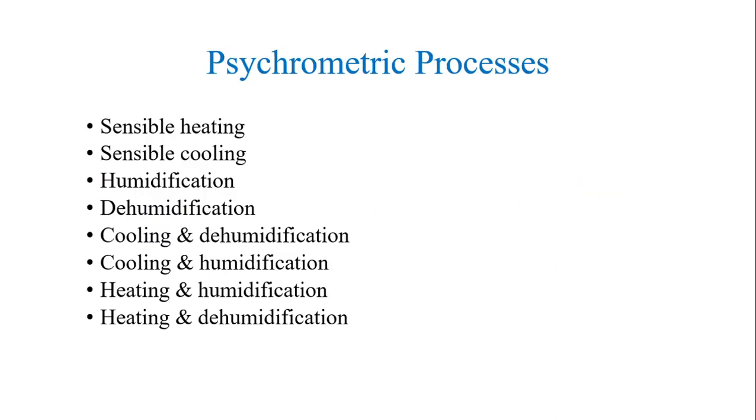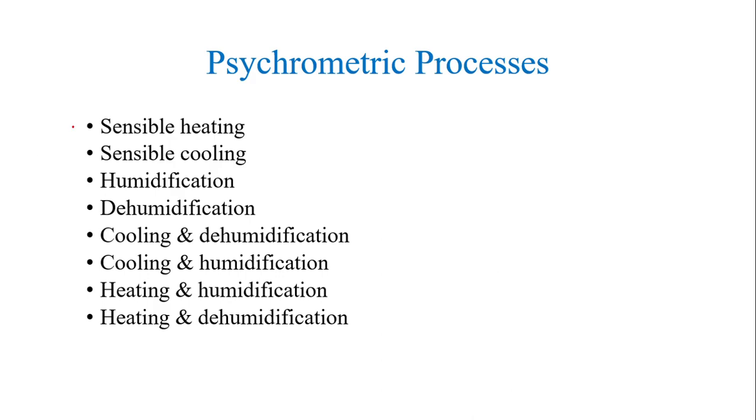Hello friends, in this video we are going to see the various psychrometric processes. Let us start with that. So there are basically 8 processes which are nothing but the sensible heating, sensible cooling, humidification, dehumidification, cooling and humidification, heating and humidification, and heating and dehumidification. We'll see one by one.